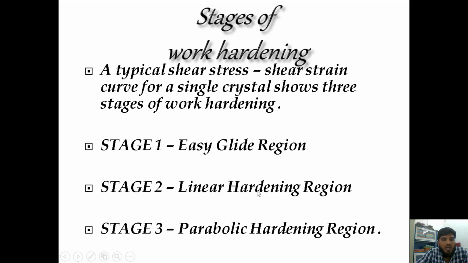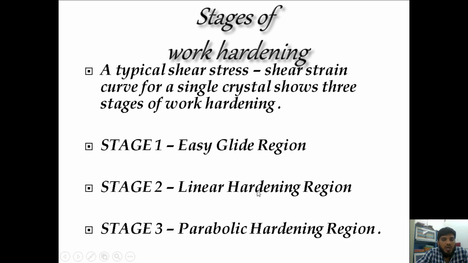So stage 1, stage 2 and stage 3. Stage 1 is the linear easy gliding stage, stage 2 is linear hardening, and stage 3 is the parabolic path. Linear hardening means that with respect to stress, an equal amount of strain is generated. In the easy gliding region, the relationship between stress and strain is almost constant. For example, y is equal to mx, so m is constant.